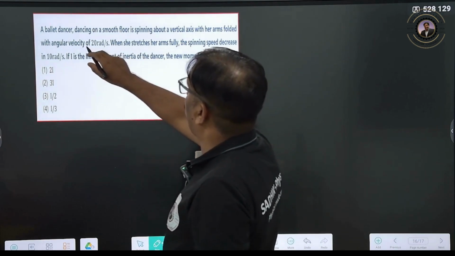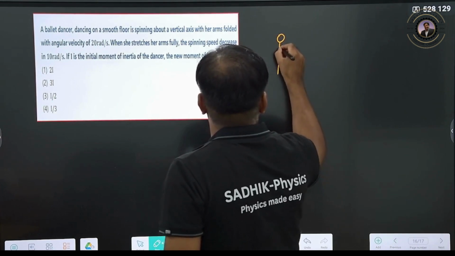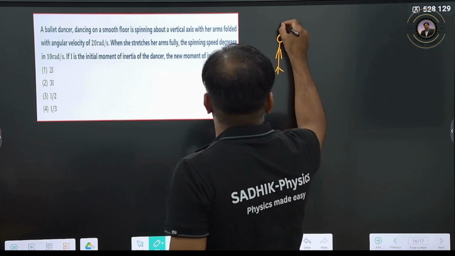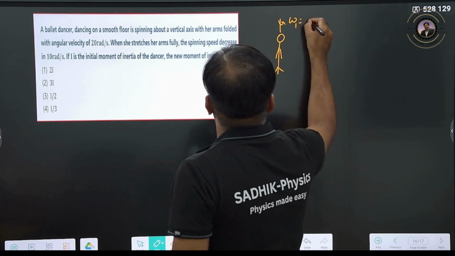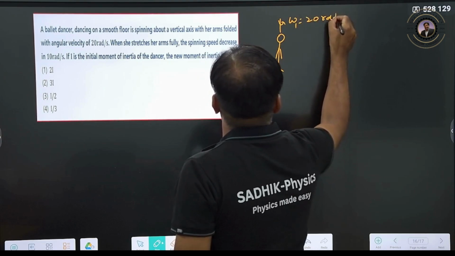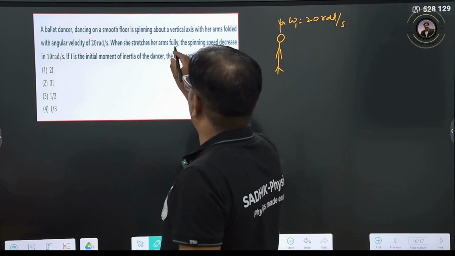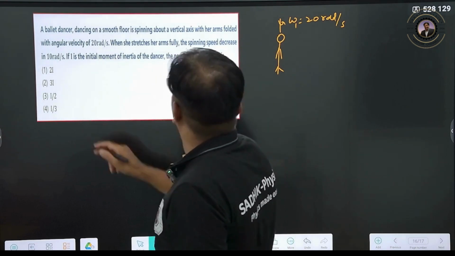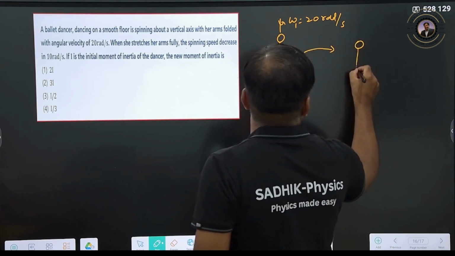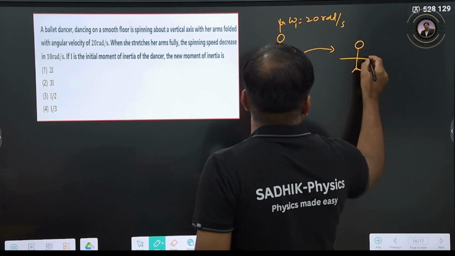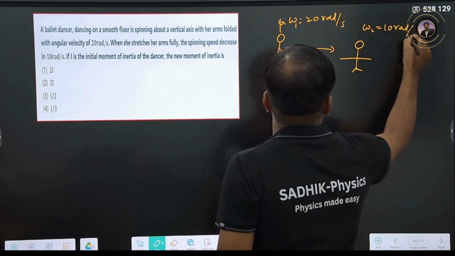So she is rotating with an angular velocity of 20 radians per second. When she stretches her arms fully, the spinning speed decreases. Now she is changing her speed. She is stretching, and omega 2 becomes 10 radians per second.